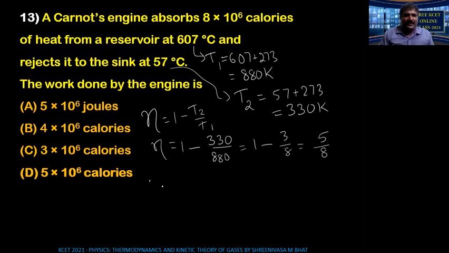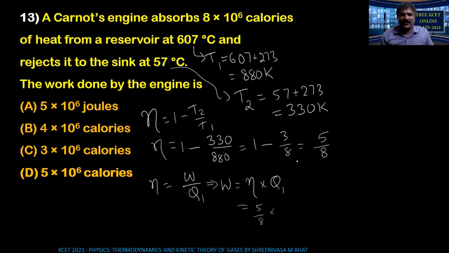Now we have an alternate definition for efficiency. Efficiency is the ratio of work done to the heat supplied. That is W divided by the heat supplied to the Carnot's engine, Q1, from the source. Heat absorbed, we can say. So this implies work done equals efficiency into heat absorbed. Now substitute: eta value 5 by 8 we got. If the question asks only efficiency calculation, you may require the answer in percentage, so multiply by 100%. So 500 by 8, that is the percentage value.